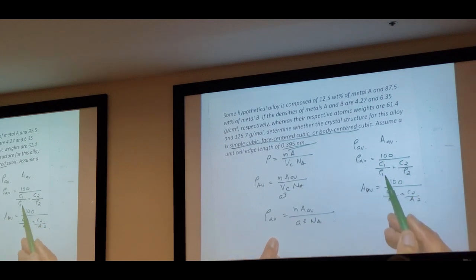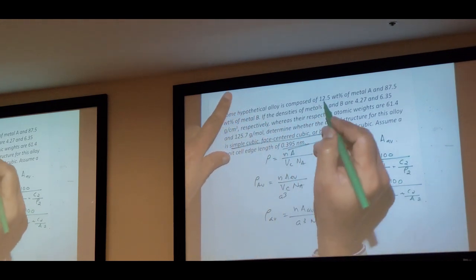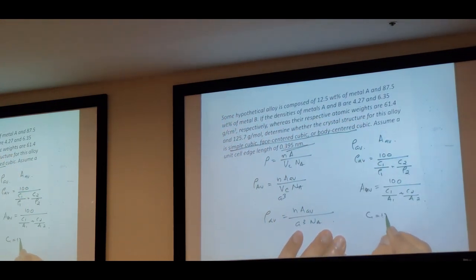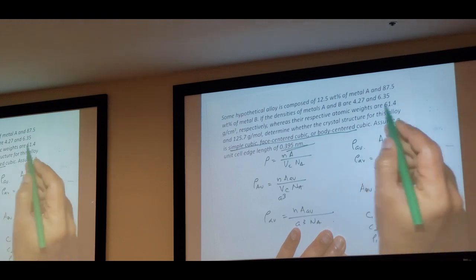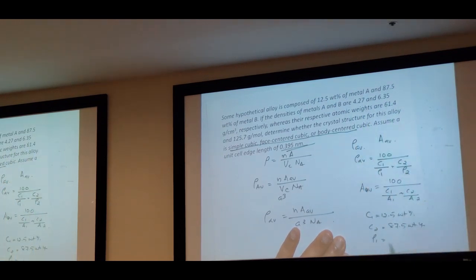Okay, for C1 and rho1, you know what C1 is, right? C1 is equal to 12.58%. C2 is 87.58%. And the density rho1 is equal to 4.27 grams per centimeter cube, and rho2 is 6.35 grams per centimeter cube.